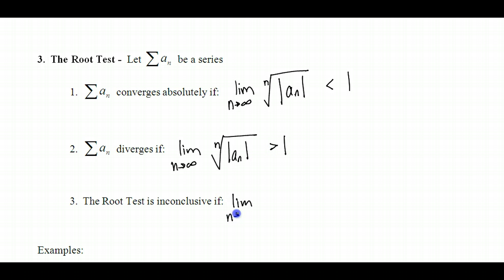We're just writing this a lot so that you remember what the test is. Limit as n approaches infinity, the nth root of the absolute value of a sub n, inconclusive if it equals 1. So exact same scenario that you have with your ratio test.